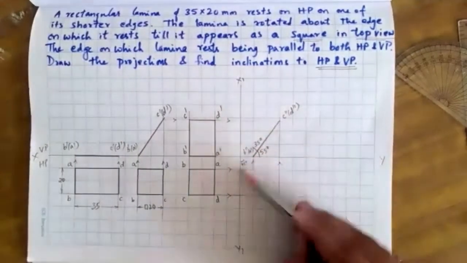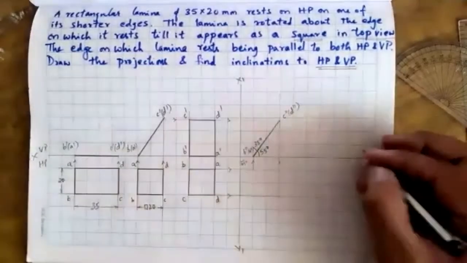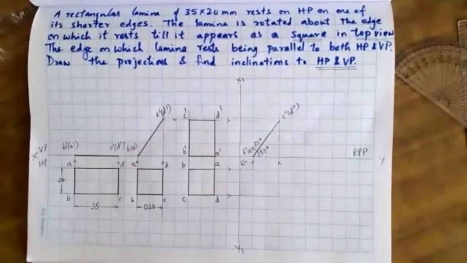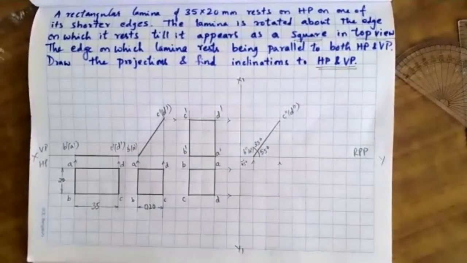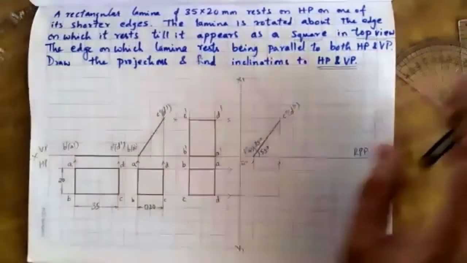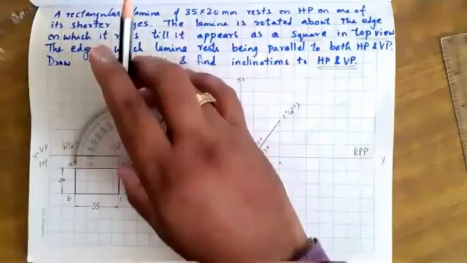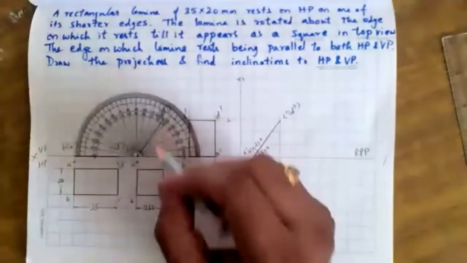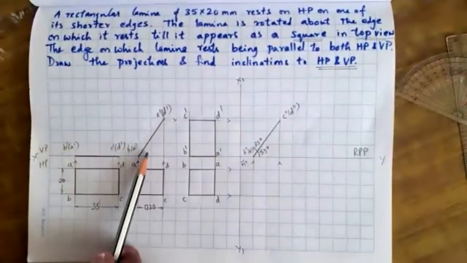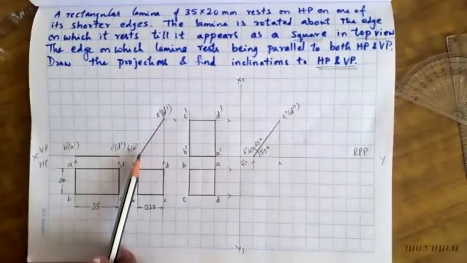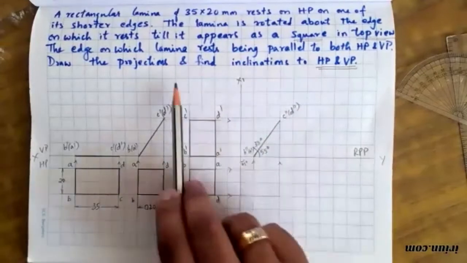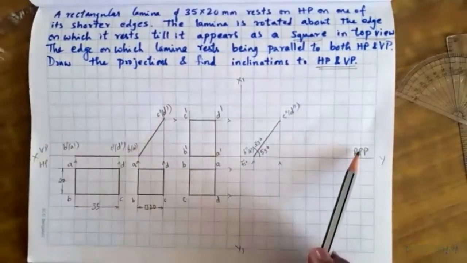And a very, very important thing is that you are dimensioning this on the right profile plane. Right profile plane, very important. And one more important point: don't dimension the angle here. Here also you will get 55 degrees, but don't dimension 55 degrees here. Inclination with HP and VP is totally asked, and that has to be found out in the right profile plane.